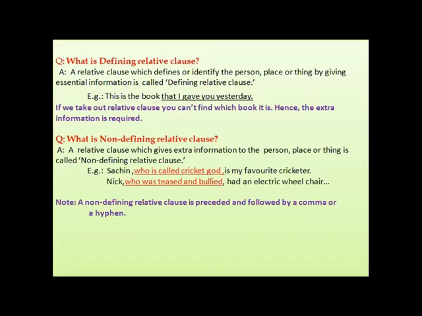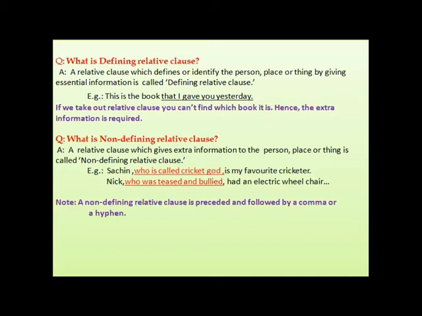Is it understood or not understood? Yes, it is understood. If you take out who was teased and bullied, Nick had an electric wheelchair. It is a clear sentence. Who had an electric wheelchair? Nick. We can remember. Who is my favorite cricketer? Sachin. Easily we can. So here, this extra information is not required.